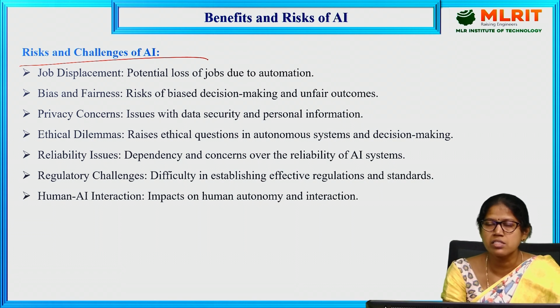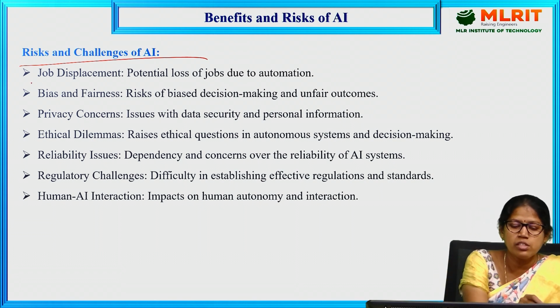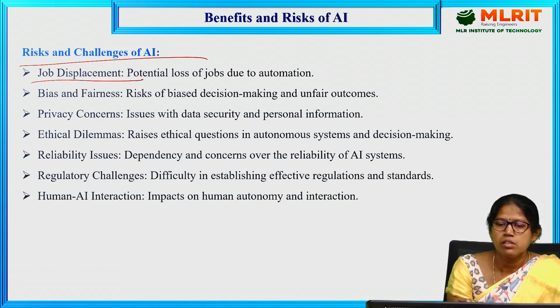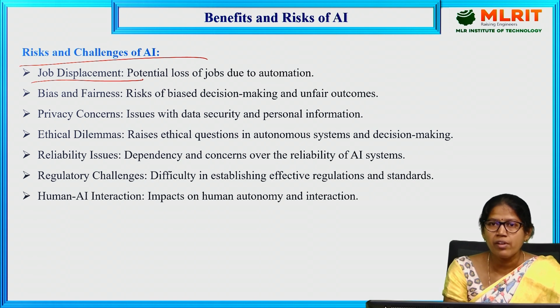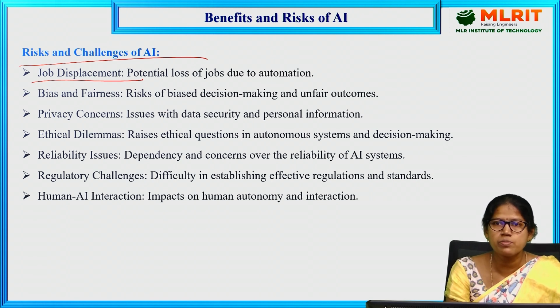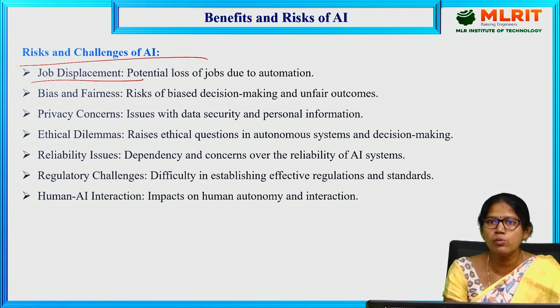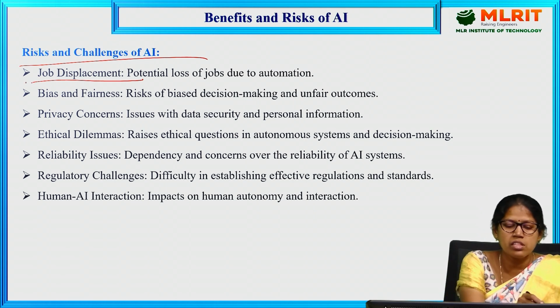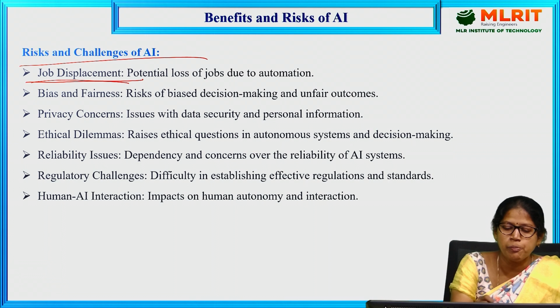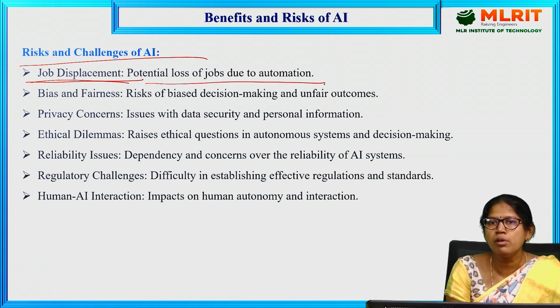Next one is risks and challenges of AI. What are the risks? Okay, first one is job displacement. So in the industries, manufacturing industries, there is job displacement for humans because robots are effectively working there. This one is the major threat to humans. Potential loss of jobs due to automation.